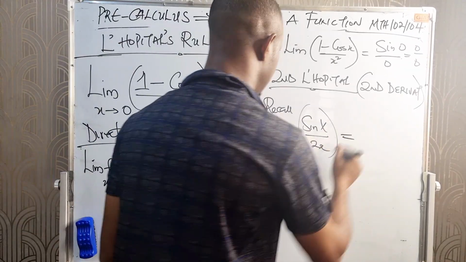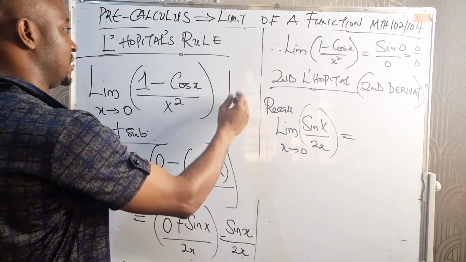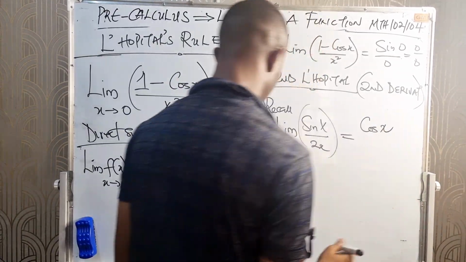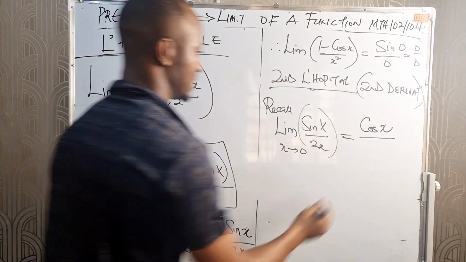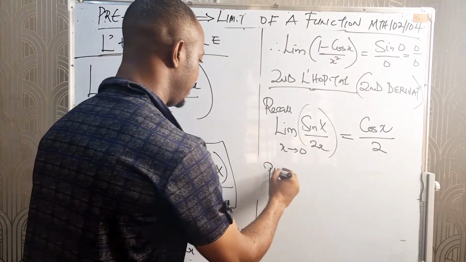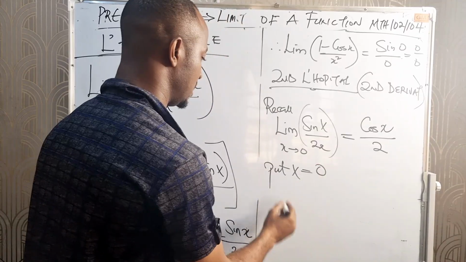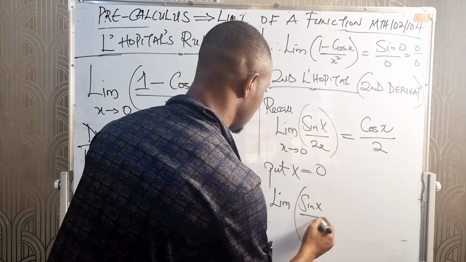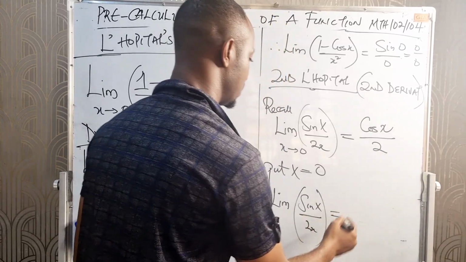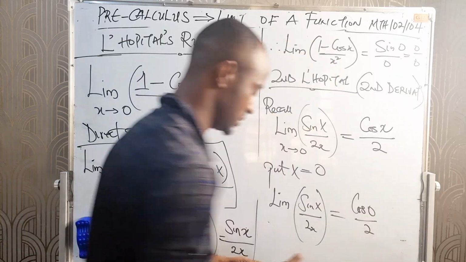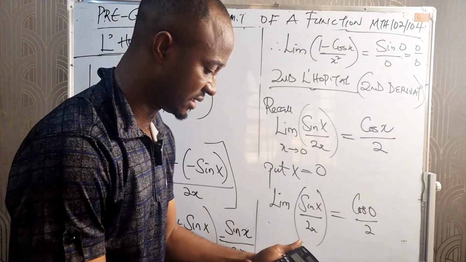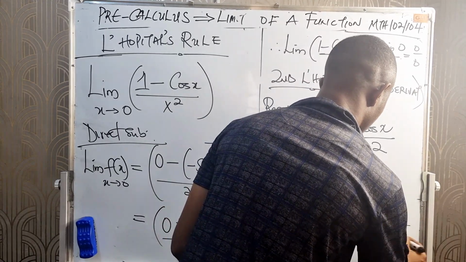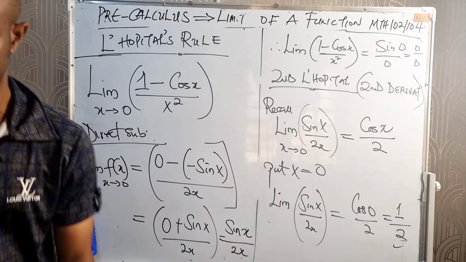By the time we differentiate this now, differentiating sine x will give us cos x from our table of differentiation. So we have our cos x, all divided by, differentiate 2x. What will be the result? 2. Then we can now put our x to be equal to 0. That will give us the limit of sine x over 2x to be equal to cos 0 over 2. Cos 0 is 1, we all know, but let's verify. Cos 0 is 1. So the answer becomes 1 over 2. Final answer is 1 over 2.